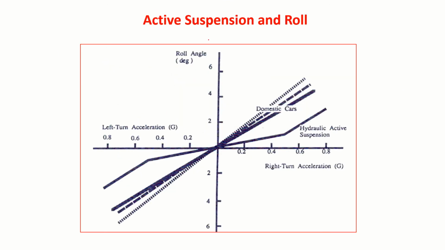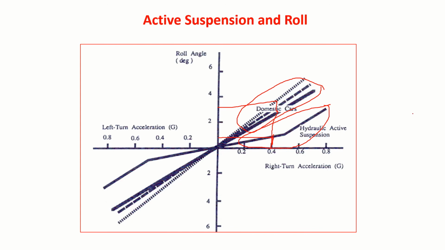Okay, and you can see here these are the characteristics: roll angle versus right turn acceleration or left turn acceleration. So for a conventional car, this is the roll angle that you experience, but if you have an active suspension system, these are the kind of roll angles. So suppose 0.4 is the G value, then you can see here the roll angle that you experience is maybe less than 1 degree. But if you take conventional domestic cars or whatever it is, this can be as high as 2.3 to 4. That is the thing.